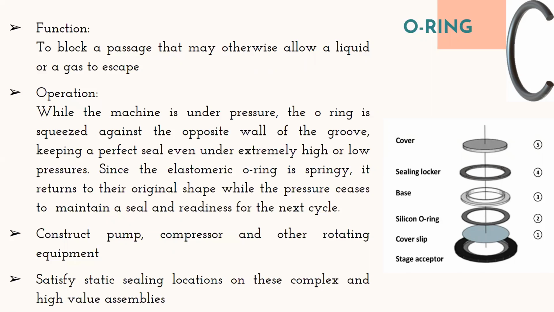It is used to construct pumps, compressors, and other rotating equipment. Since the structure of the O-ring is like that, it can satisfy the static sealing locations on these complex and high-value assemblies. Normally, the O-ring will be inserted in the middle of the cover and the stage acceptor, just like the picture shown in the slide.